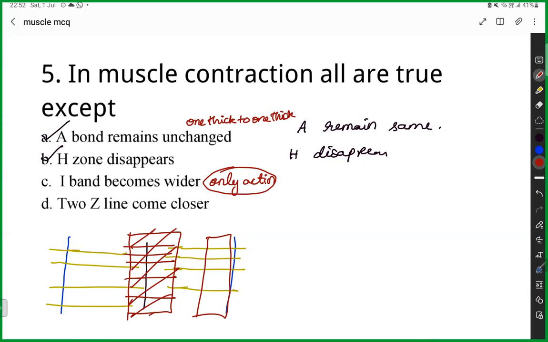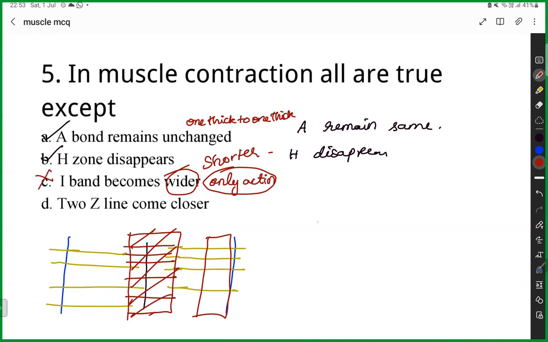This I band, the place where only actin is present, will get shorter. Instead of wider, as it is written here, it's not going to get wider. Instead it is going to get shorter. So that is what your mistake is.